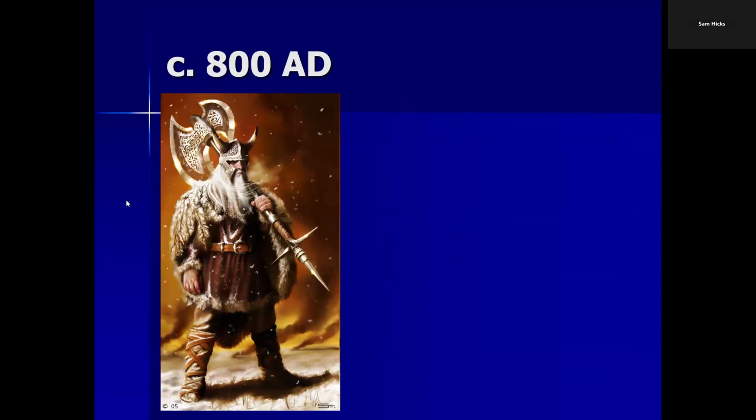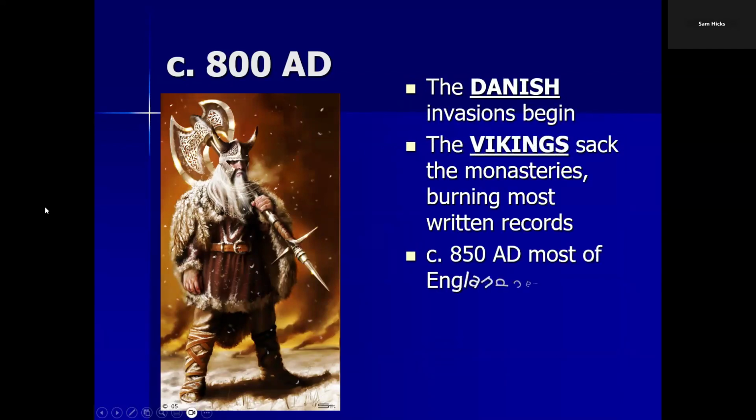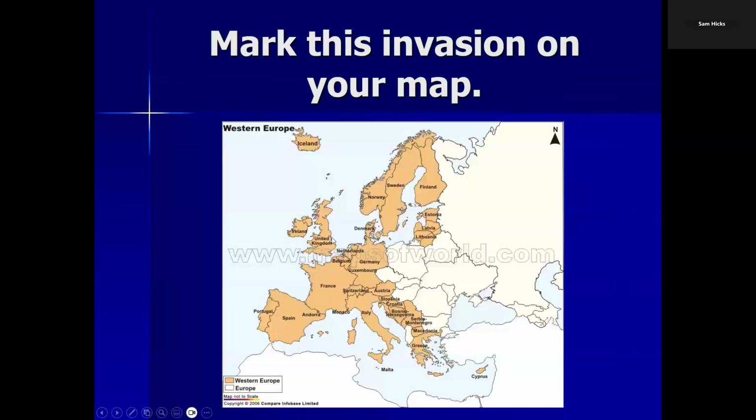So now we're to 800 AD. We have the Danish invasion begins. The Vikings sacked the monasteries and they destroyed just about everything. In 850, most of England was called Danelaw. So remember when the Vikings came in, what precious writing we have, they destroyed. And there's one copy of Beowulf that is not destroyed.